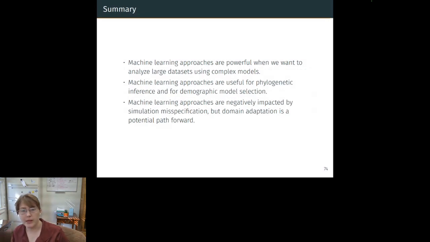Overall, I think machine learning approaches are really powerful when we want to analyze large genomic data sets using complicated models. And these approaches have been useful in both phylogenetics and for demographic model selection. With any approach, there are going to be negatives, and I think that simulation misspecification is a major pitfall to these supervised machine learning approaches, but I'm really excited about domain adaptation as a potential path forward.